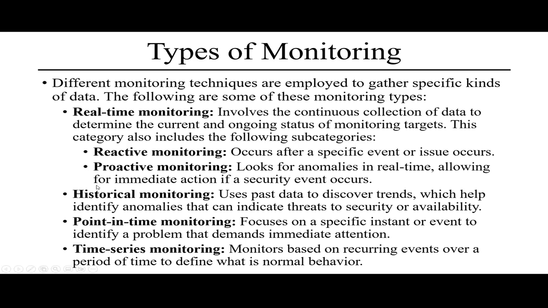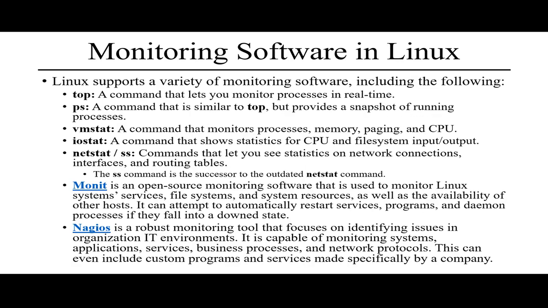Historical monitoring uses past data to discover trends. This can help identify anomalies related to threats to security or availability. There's point-in-time monitoring that focuses on a specific instant or event to identify a problem that demands immediate attention. There's time series monitoring. It's based on recurring events over a period of time to determine what is normal behavior.